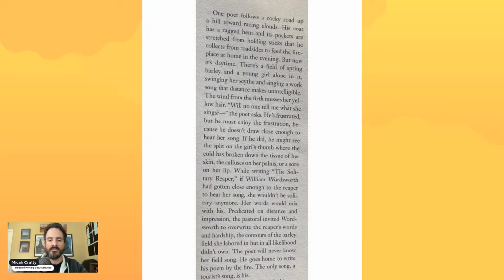The wind from the firth musses her yellow hair. "Will no one tell me what she sings?" The poet asks. He's frustrated, but he must enjoy the frustration because he doesn't draw close enough to hear her song. If he did, he might see the split on the girl's thumb where the cold has broken down the tissue of her skin, the calluses on her palms, or a sore on her lip.